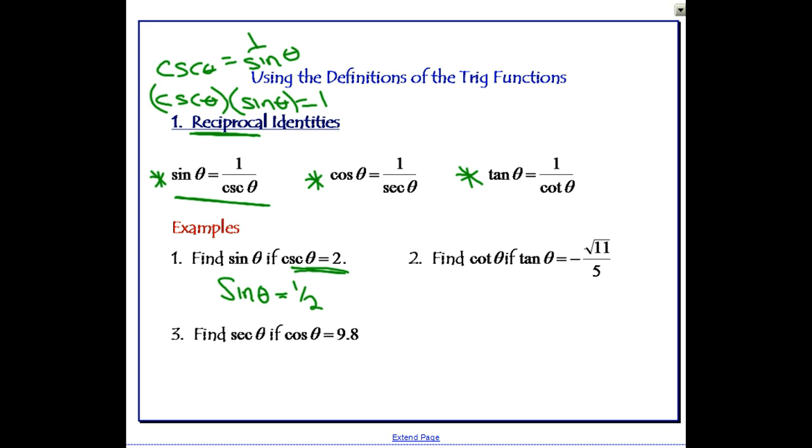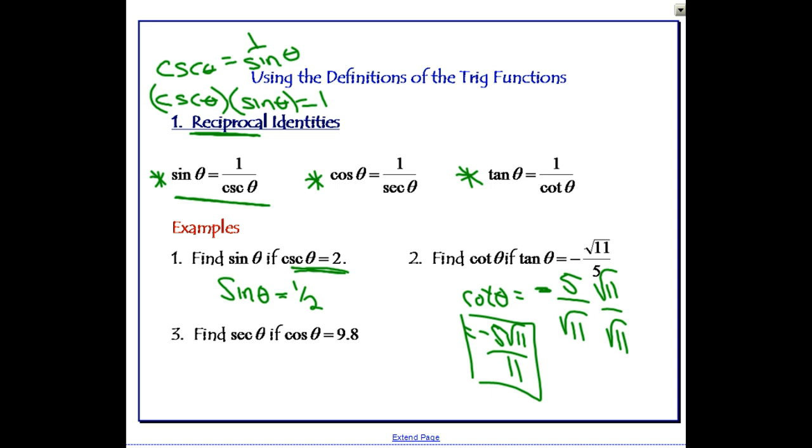1/2. Tangent is negative 11 over square root of 5. What's the cotangent? It's going to be the reciprocal, and there's a negative, so the negative stays. We get 5 over square root of 11. You probably remember you can't leave square roots on the bottom of a fraction, so we multiply the top and bottom by square root of 11, and I get negative 5 square root of 11 all over 11 for my reciprocal.